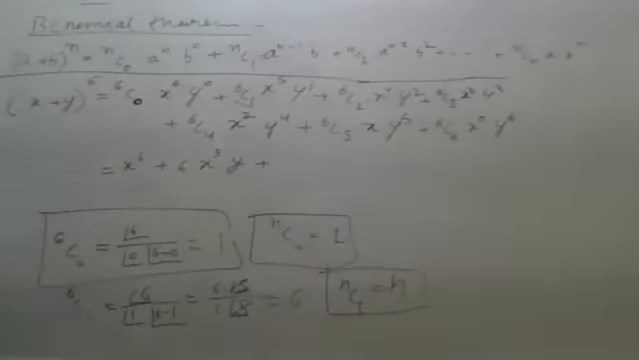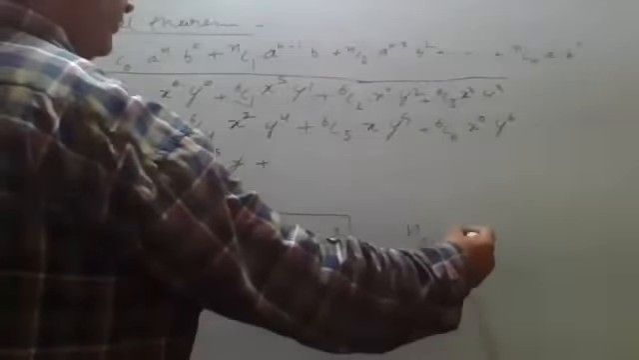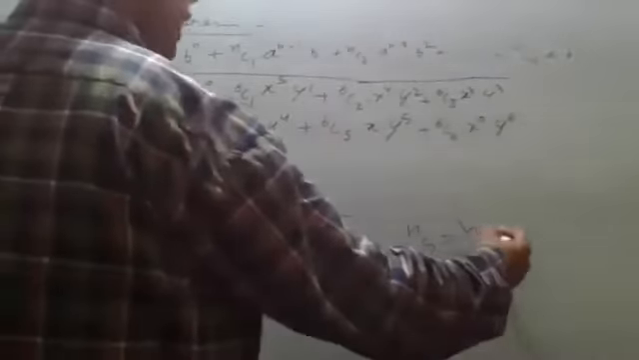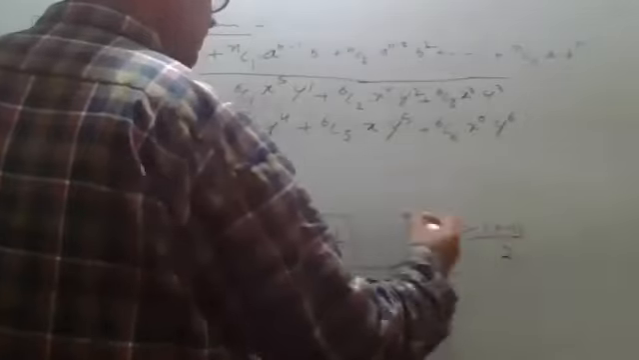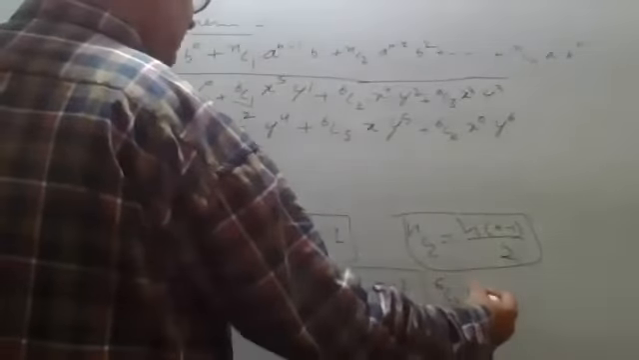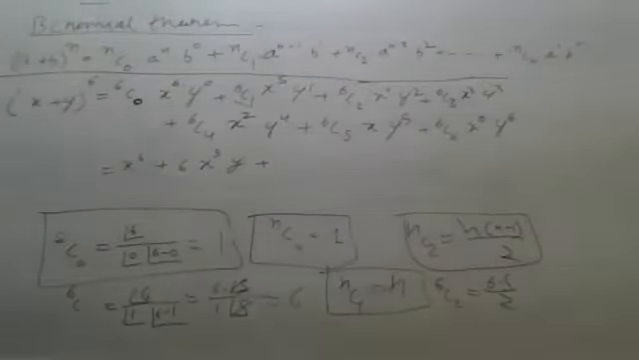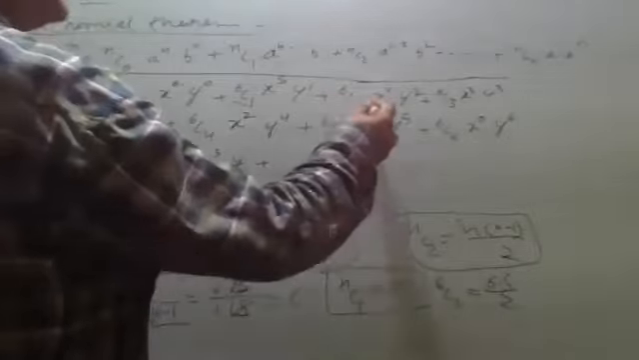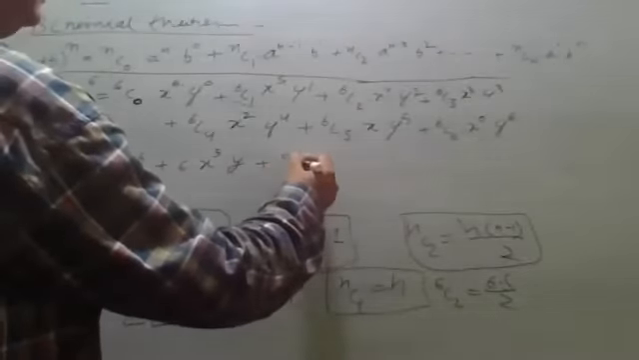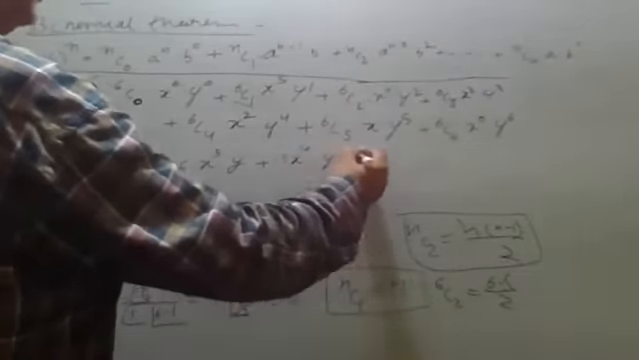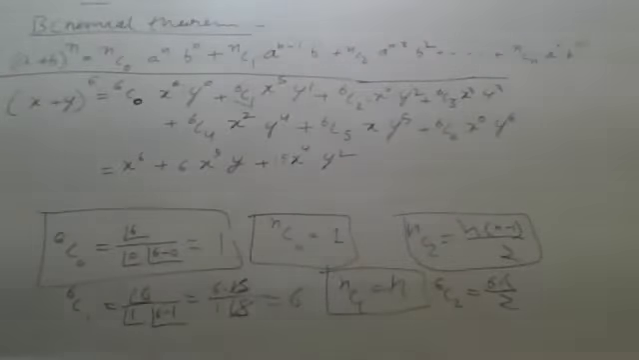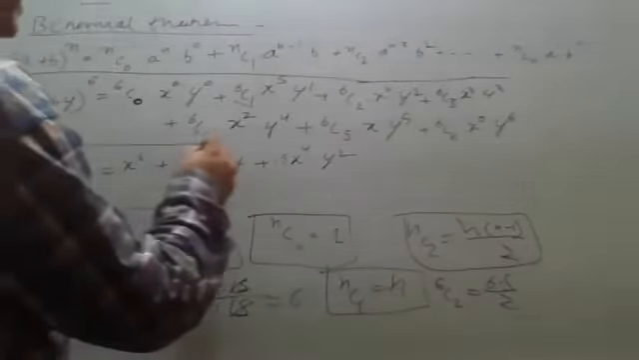Plus, what will be the value of 6C2? Always learn one more formula for nC2 also. nC2 will be n into n minus 1 by 2. So the value of 6C2 is 6 into 6 minus 1 by 2, which is 6 into 5 by 2, so 15. Whenever you have to find nC2, use the formula n into n minus 1 upon 2. So the term for 6C2 is 15 x to the power 4 y square. Is that clear to you?